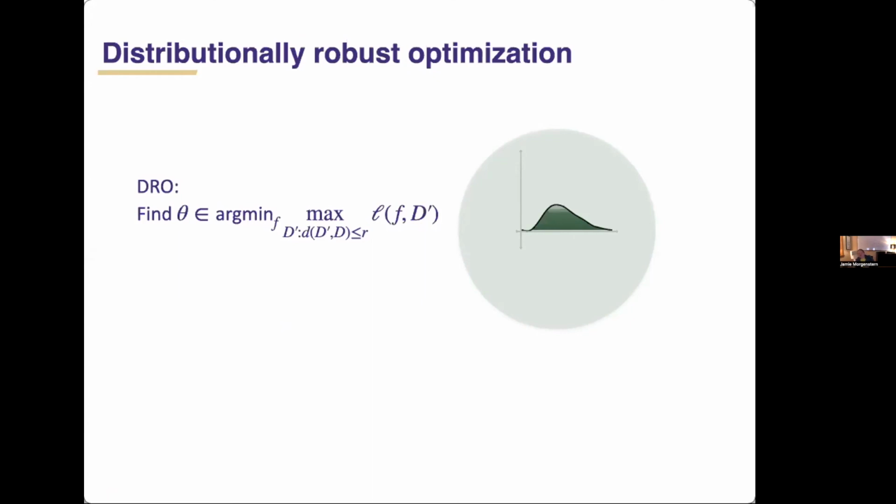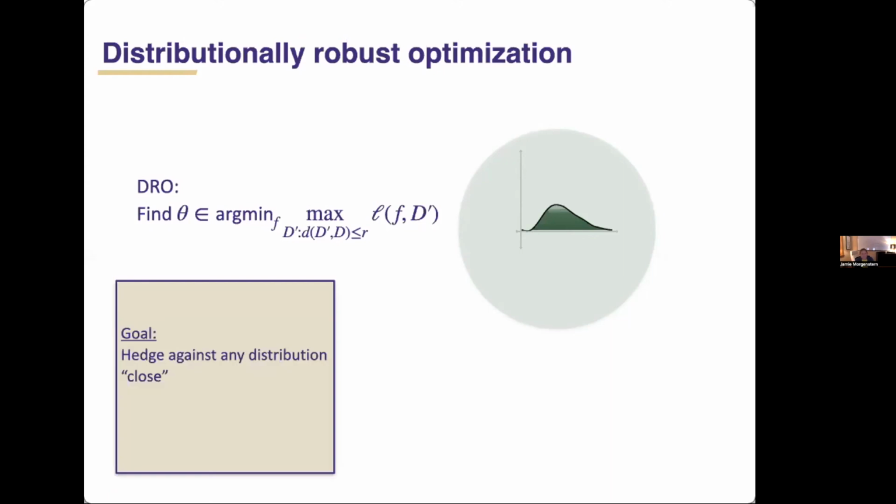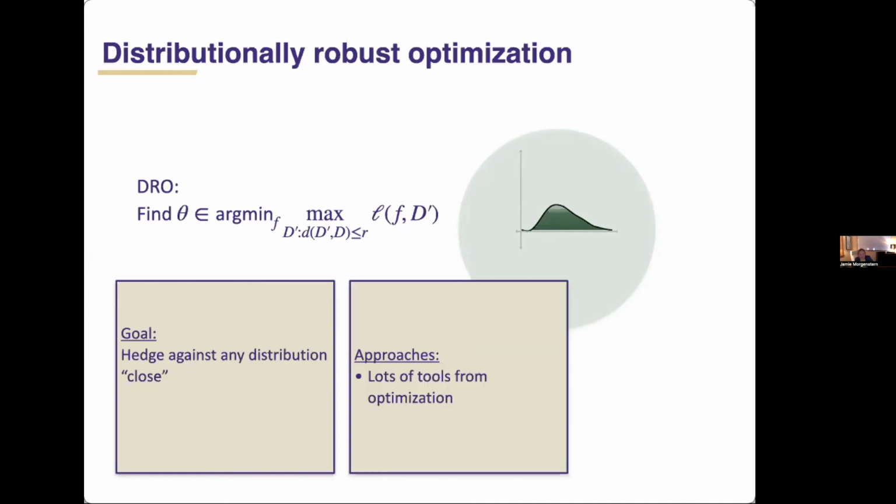And good question about the distance metric. Pick your favorite distance metric over distributions. The goal here is to hedge against distributions which are close to your training distribution. And there are lots of optimization tools to design a model that minimizes the maximum loss that you might see for any distribution which is close.